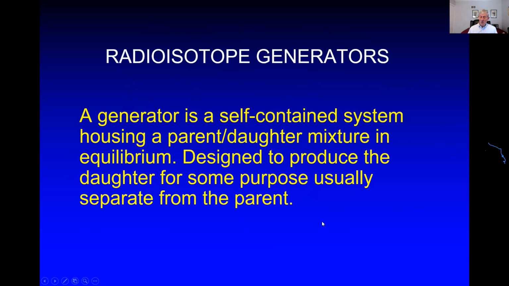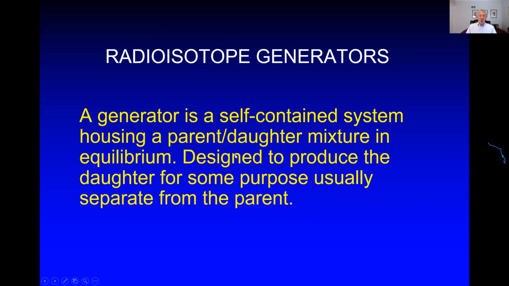The parent's only purpose in this life is to produce a daughter. The purpose of the daughter for us is to perform diagnostic studies. So the reason we're using this is simply to produce a valuable radioisotope for performing diagnostic studies. So keep in mind, self-contained system, you carry it around. We have that mixture in equilibrium, and it's simply producing a daughter. We remove the daughter, and it produces more daughter.